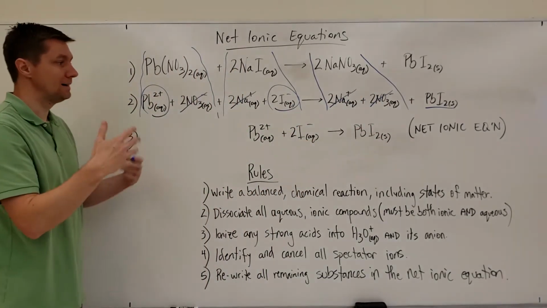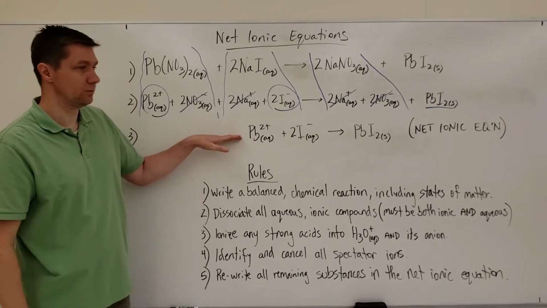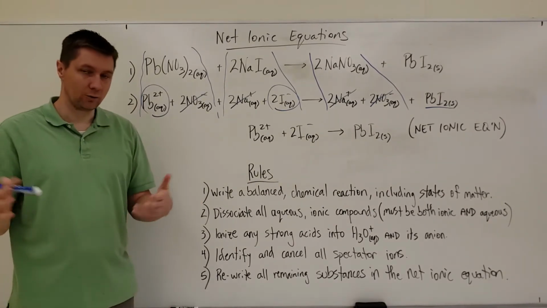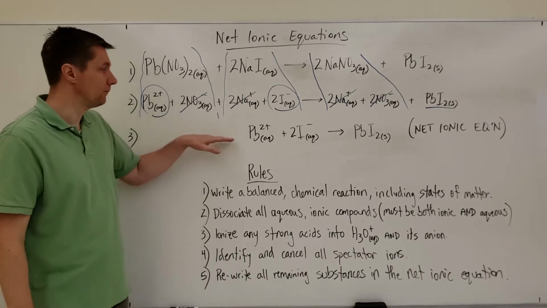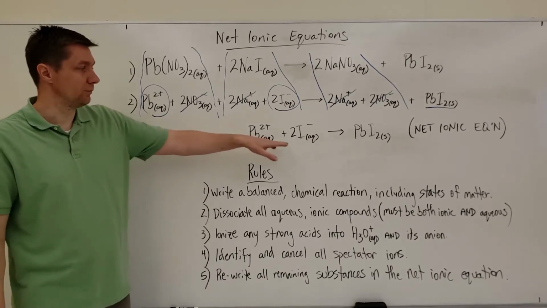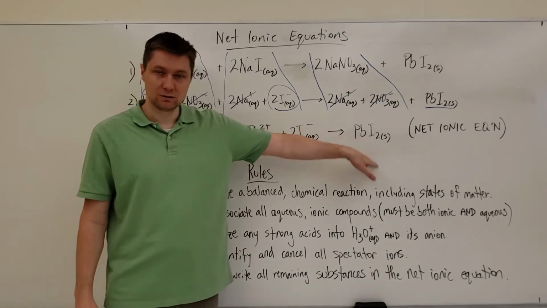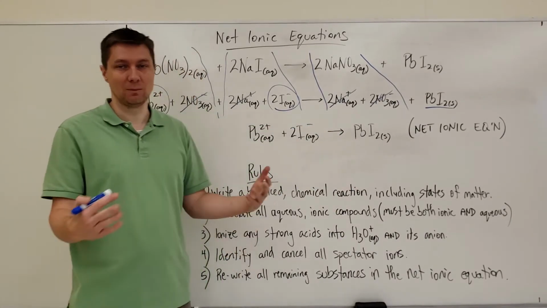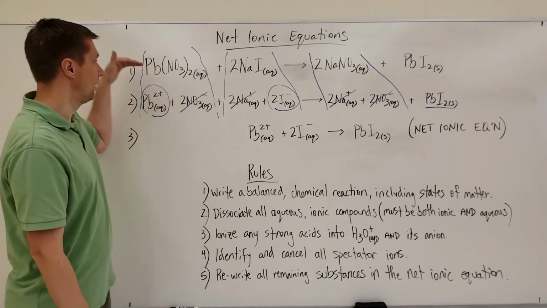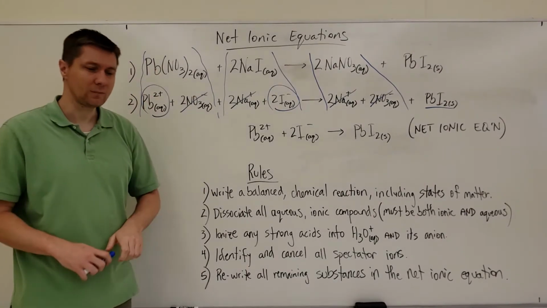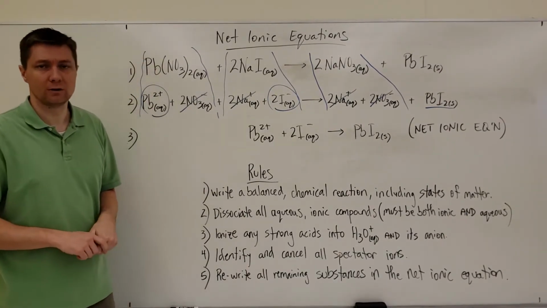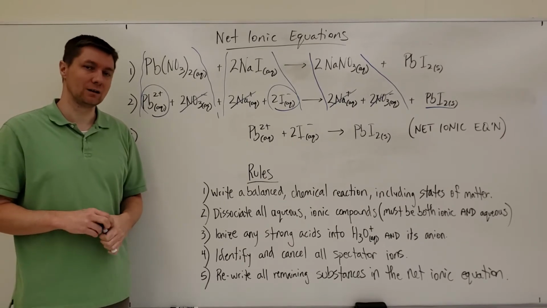And so my net ionic equation is going to be just rewriting all the remaining substances that are left over. So I've got Pb2 positive plus 2I minus aqueous for both makes lead 2 iodide. And that's my net ionic equation from this starting point. So in the next clip, I'll go through another example with you that involves an acid.